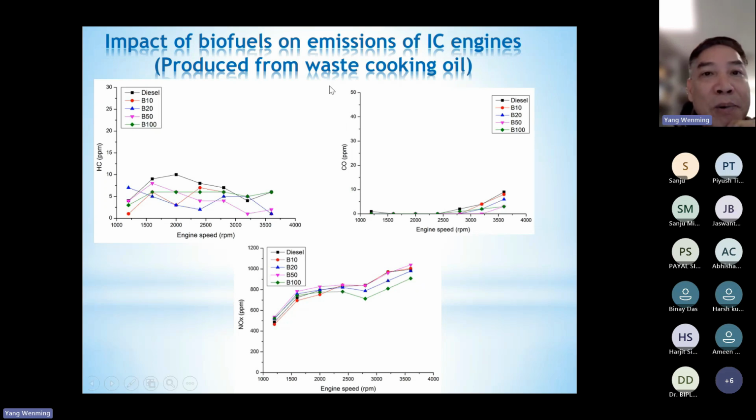Okay, so next one is about biofuel on the major emissions. Again, this one is produced from waste cooking oil. We can see this one is HC, the diesel fuel. All the biodiesel generally has lower HC emissions because biodiesel contains oxygen, which can enhance the combustion process. And the CO emissions are smaller, again for the same reason. For NOx emissions, some of the fuels have higher NOx emissions, some have lower NOx emissions, but generally it's quite similar.